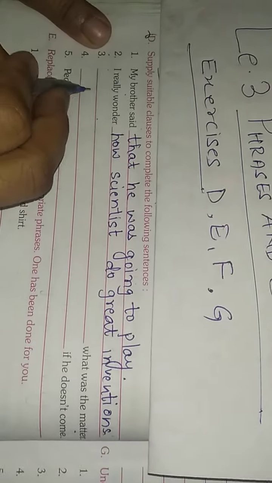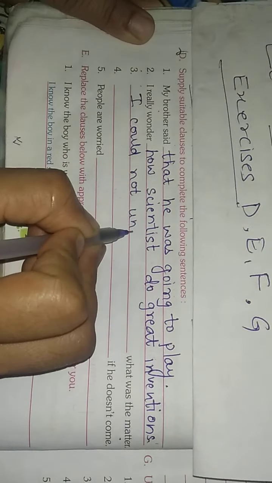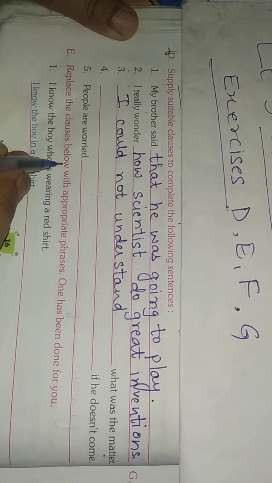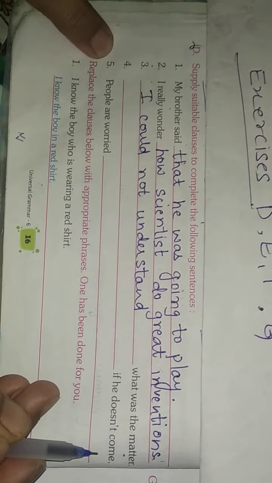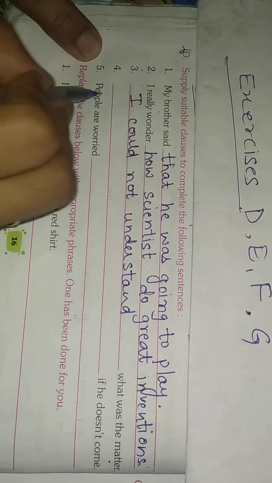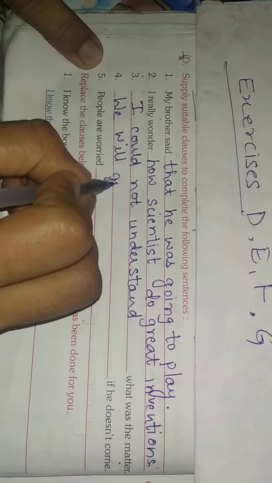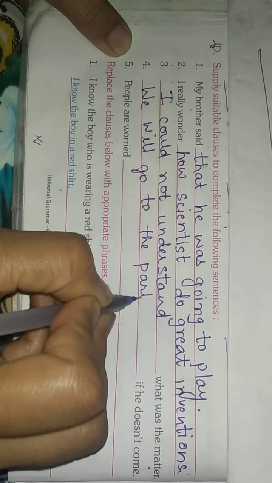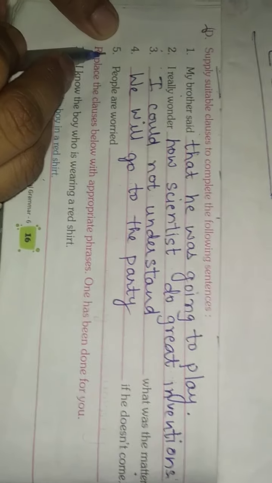Come to the third. Dash, what was the matter? So, right here, I could not understand. It is a clause. Come to the fourth sentence. Dash, if he doesn't come, we will go to the party. If he doesn't come. Now come to the fifth sentence.